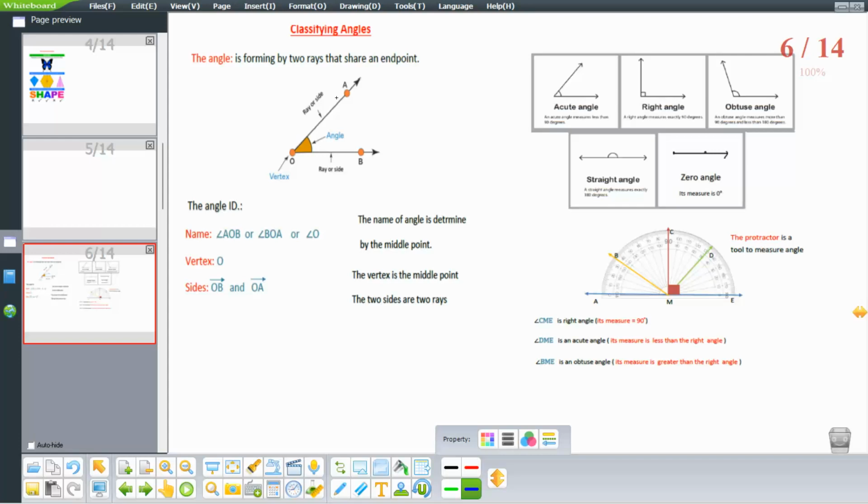So we have now angle AOB. An angle is like a corner. Any angle means it is formed by two rays which have the same endpoint. So in the angle, this is the vertex, this is the first side OA, and this is the other side OB, and this is the angle.